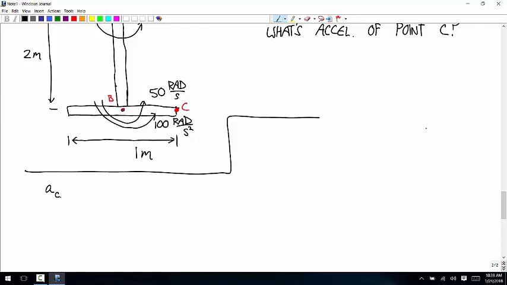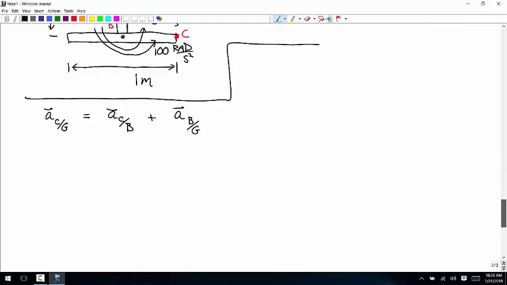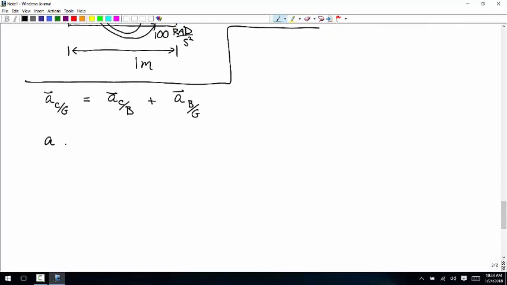So the acceleration of C relative to the ground is equal to the acceleration of C relative to B plus the acceleration of B relative to the ground. The acceleration of C relative to B is alpha cross R plus omega cross quantity omega cross R.